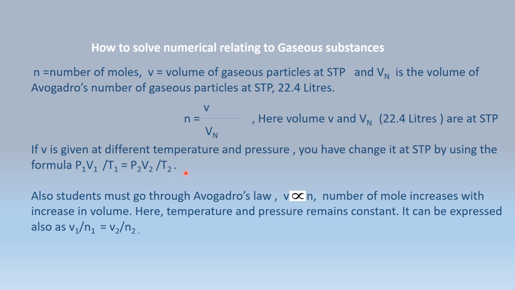Hence it is necessary to go through Charles' law, Boyle's law, Avogadro's law, and the combined gas law. Avogadro's law: V is proportional to N, that is, volume increasing, number of moles or particles increasing. Here temperature and pressure definitely remain constant. If it is volume, the same formula can also be used, V1 N1 is equal to V2 N2.